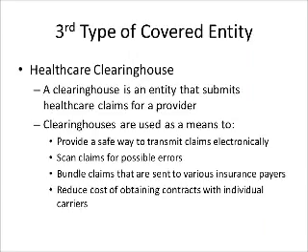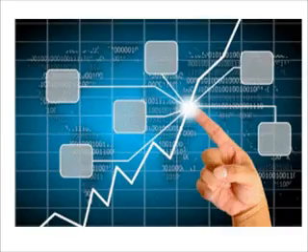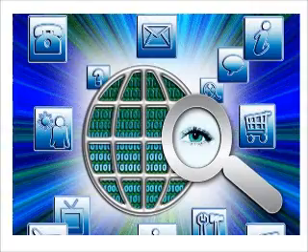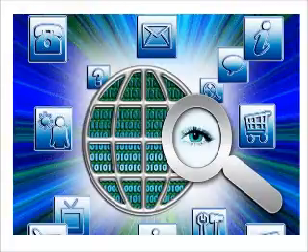The third type of covered entity is a clearinghouse, or a healthcare clearinghouse. A clearinghouse is an entity that submits healthcare claims for a provider. Clearinghouses are used as a means to provide a safe way to transmit claims electronically, to scan claims for possible errors, to bundle claims that are sent to various insurance carriers, and to reduce the cost of obtaining contracts with individual carriers. These are entities that provide a service for providers.